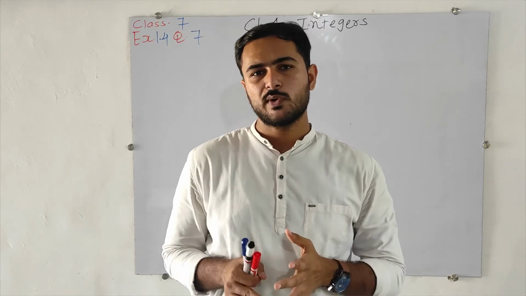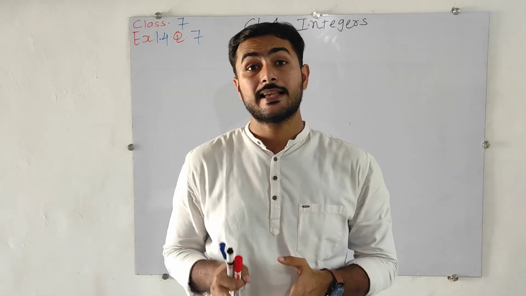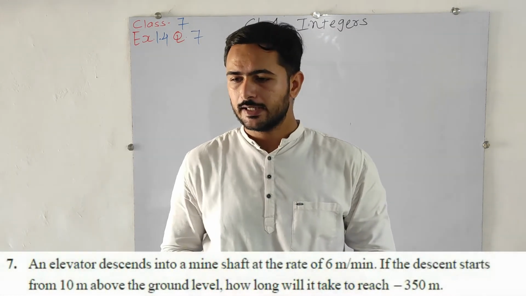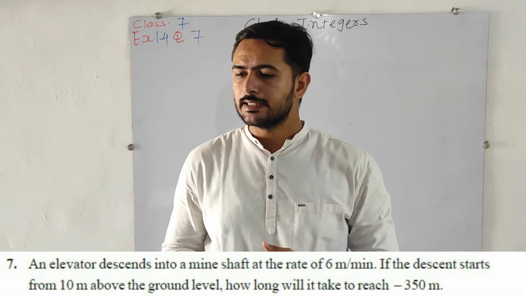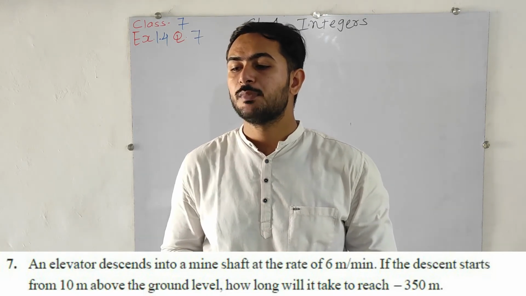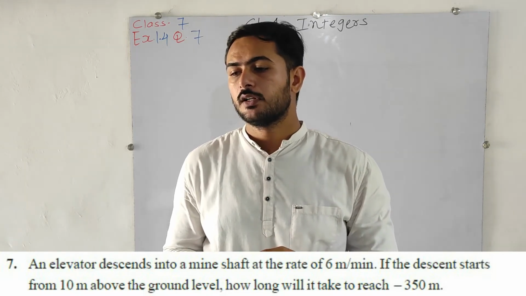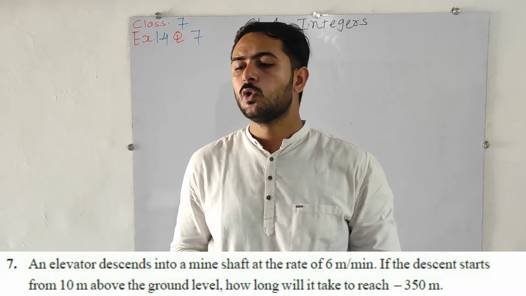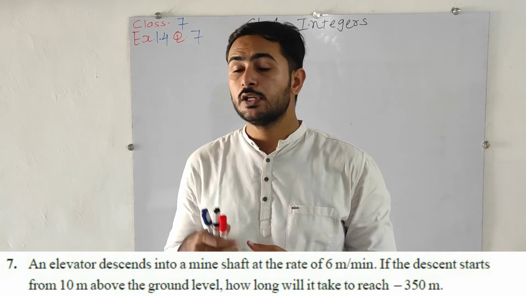Now the last question, question number 7 of this exercise as well as of this chapter. Okay, this is the last question of the chapter. That is, an elevator descends into a mine shaft at the rate of 6 meter per minute. If the descent starts from 10 meter above the ground level, how long will it take to reach 350 meter?